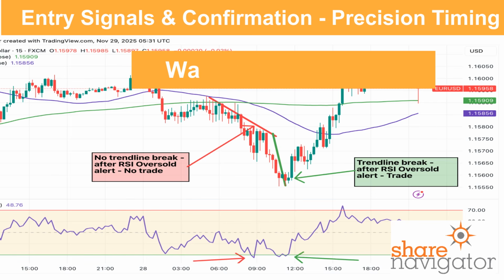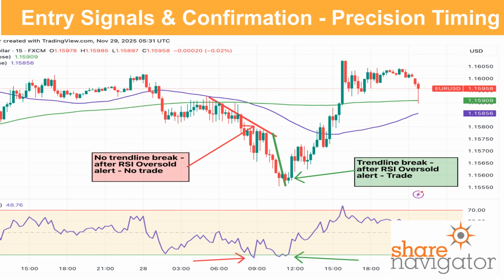So if you look at the example here with the euro dollar recently, you can see that there was no trend line break, even though our RSI went below 30. So therefore, no trade was placed. But just about an hour or two later on, we did get a confirmation break, and that's when we would place our trade. So please wait for the trend to be broken before you place the trade, even when RSI gets into overbought or oversold conditions.